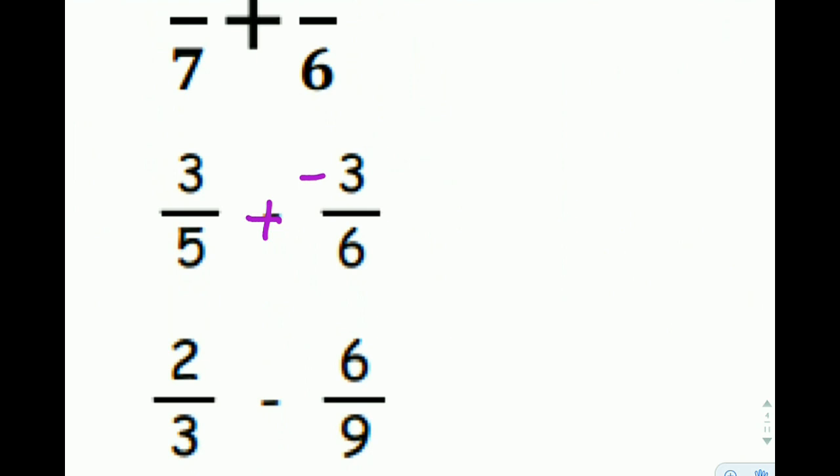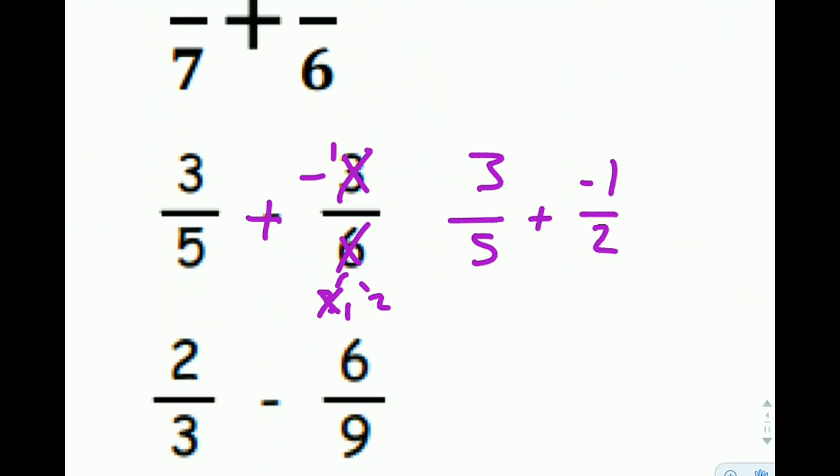Another thing that can save us work later on is if we do a little bit of reducing first. You might notice that 3 over 6 is actually not in simplest form. That 3 over 6 could be reduced, and we can say, oh, well, 6 breaks down to 3 and 2. So the 3's are going to cancel each other out and just become 1's, leaving this fraction as negative 1/2. So really we have 3/5 plus negative 1/2. And by reducing it early on, we've saved ourselves a step later.